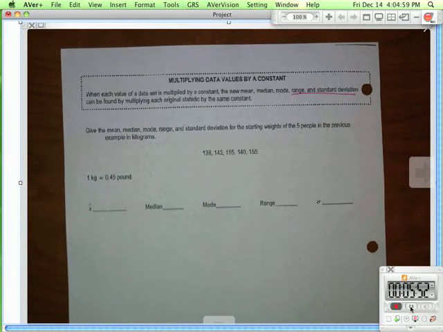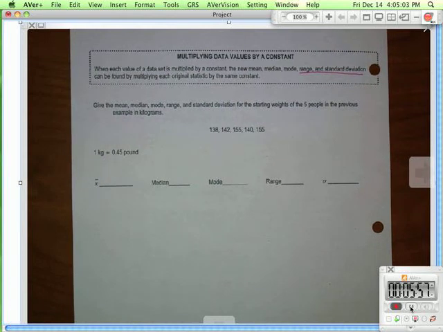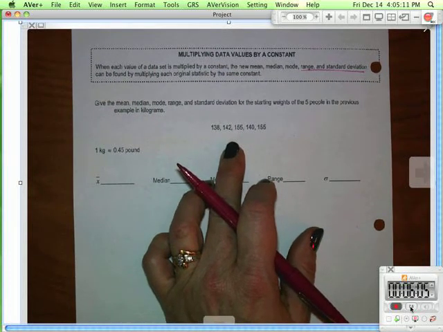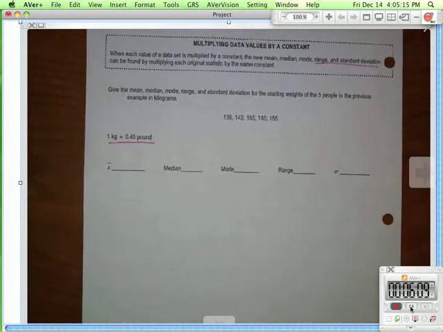So we're going to use the same numbers that we had before. Give the mean, median, range, and standard deviation for the starting weights of the 5 people in the previous example in kilograms. So we have to convert them to kilograms. And right here is the conversion that we need. 1 kilogram is 0.45 pounds.